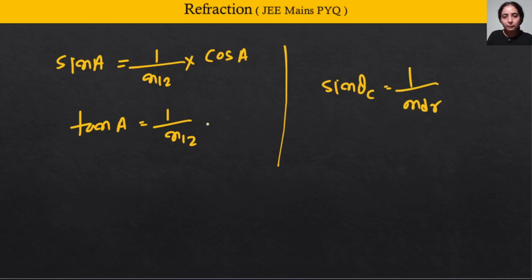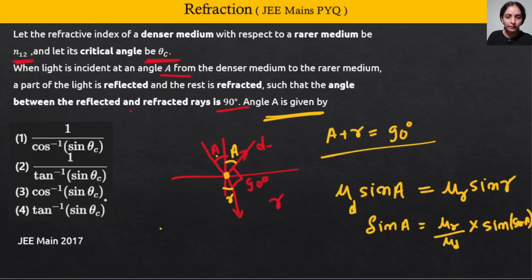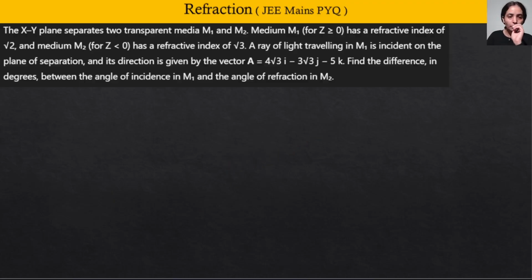So basically 1 by n12 is sin theta c. So a is equal to how much, tan inverse sin theta c. So this is going to be the answer, simply a geometric thing, right? So tan inverse sin theta c, the fourth option, should be the answer. Okay, this one is done. I hope it is clear.